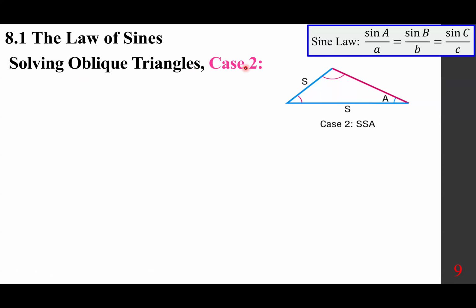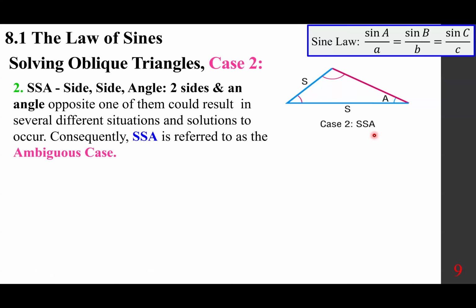Case two, side, side, angle. SSA, side, side, angle, two sides and an angle opposite one of them, would result in several different situations and solutions to occur. Consequently, side-side-angle is referred to as the ambiguous case. So anything can happen. We will look at various possibilities.